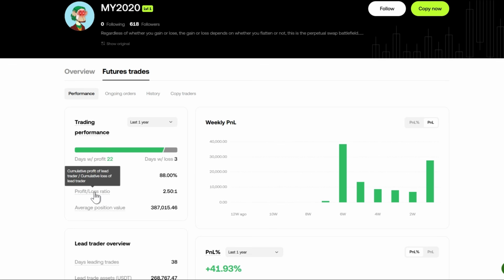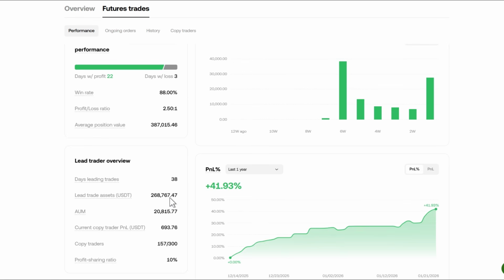Profit/loss ratio. This is the cumulative profit of the lead trader divided by their cumulative loss. A higher ratio means they make more when they win than they lose when they're wrong. Average position value. The average value of each lead trade position this trader has held. This tells you how much capital they typically use per trade.